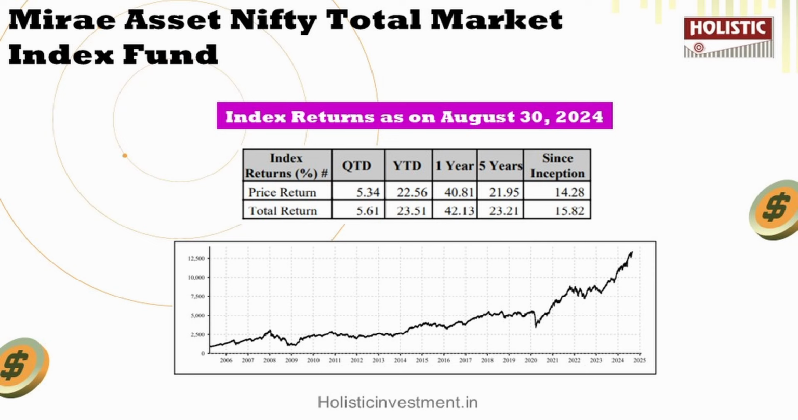Now, if you take a look at the index returns as on August 30, 2024, as you can see from the tabular column and the graph presented here, in 1 year it has produced a return of 42.13%, in 5 years a return of 23.21%, and since inception a return of 15.82%. The graph shows a steady and significant rise in value over time, especially after 2020. This trend reflects long-term wealth creation, indicating index performance which is very good, performing well in the long run compared to the short-term period.